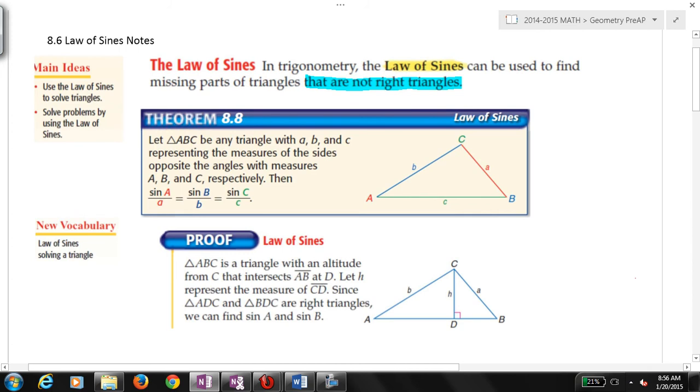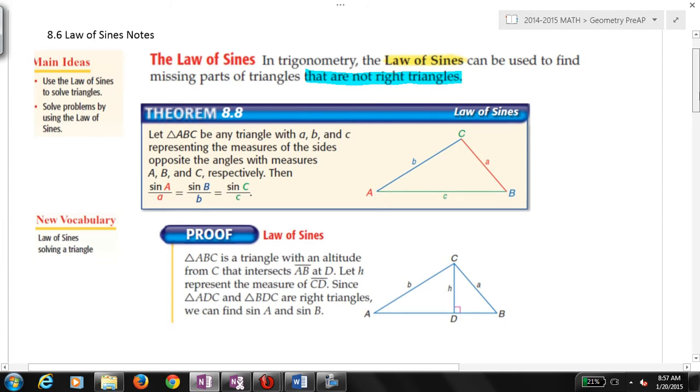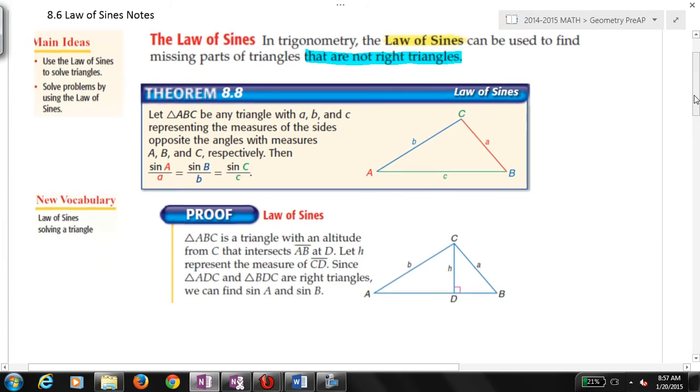Alright, as mentioned before, law of sines can be used to find missing parts of triangles that are not right triangles. But as we're later going to see, it can actually be applied to right triangles. The theorem indicates that the sine of an angle over the side measure opposite to that angle is equivalent to the sine of another angle divided by its opposite side. And you notice in geometry, angle A directly across from it is going to be side A.